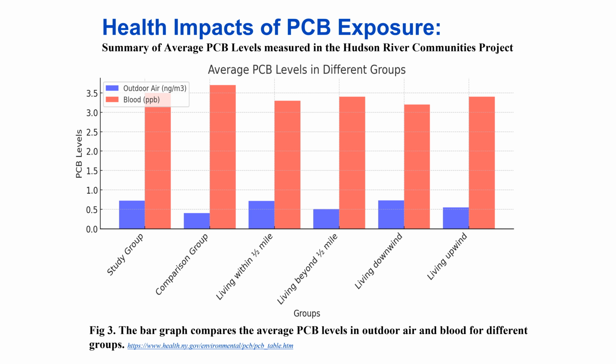Now, with the help of a bar graph, we will discuss the health impacts of PCB exposure. Exposure to PCB is a major public health concern. Studies have linked PCB exposure to an increased risk of cancer, immune system suppression, and developmental issues. The data presented in the bar graph compares average PCB levels in outdoor air and human blood across different communities.